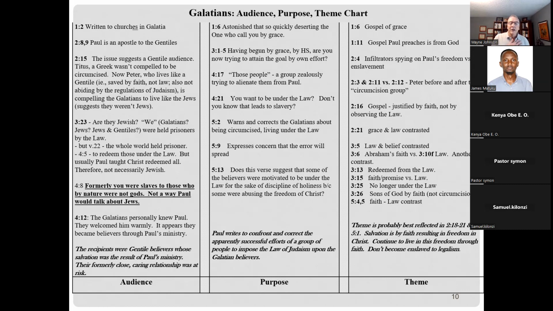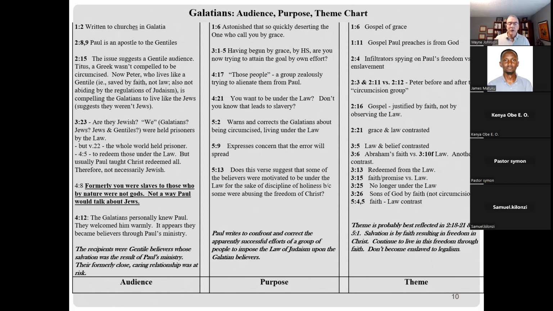And then verse 13 of chapter 5, I don't recall that verse offhand, but does this verse suggest that some of the believers were motivated to be under the law for the discipline of holiness because some were abusing the freedom of Christ? So is that part of the motivation that Paul is addressing? So that's more of a question mark, something that I would want to look into later.